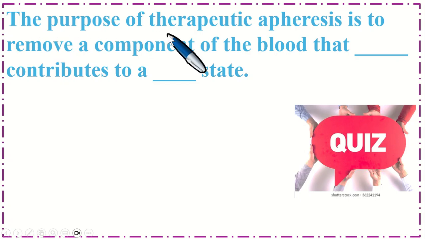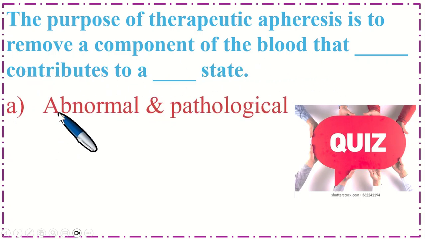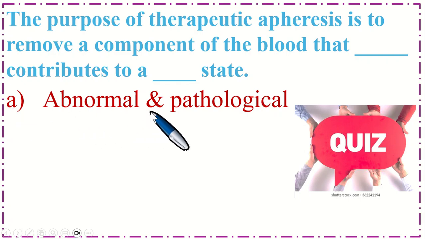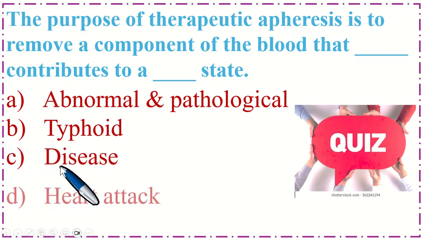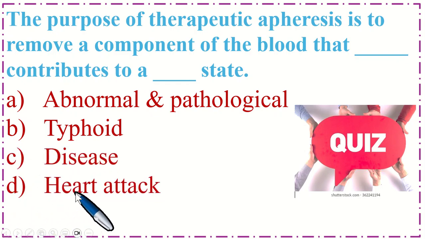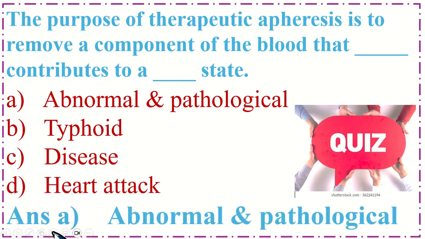The purpose of therapeutic apheresis is to remove a component of blood that dash contribute to the dash state. Option A, abnormal and pathological, B, typhoid, C, disease, and option D, heart attack. So the correct option is A, abnormal and pathological.